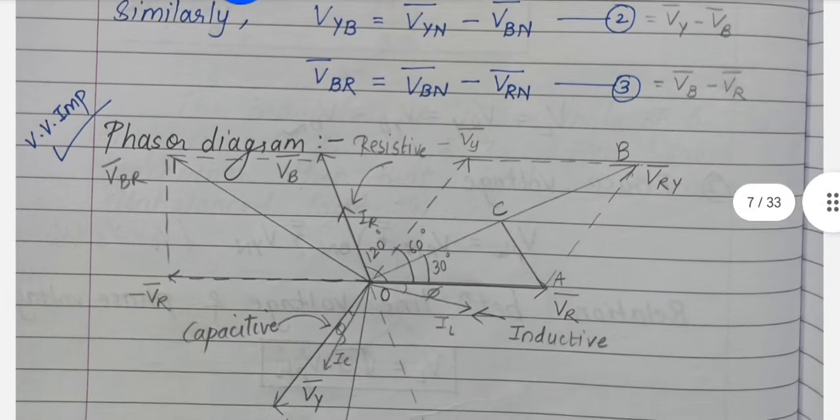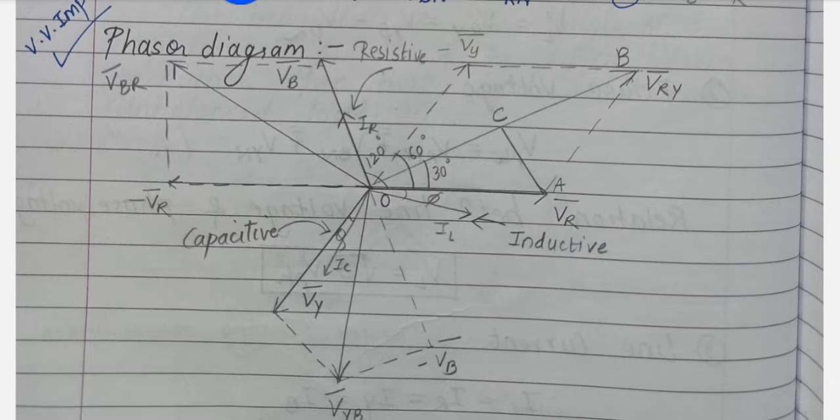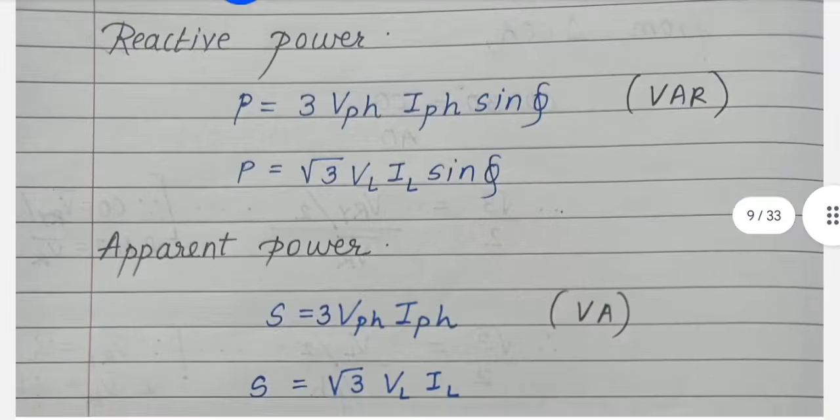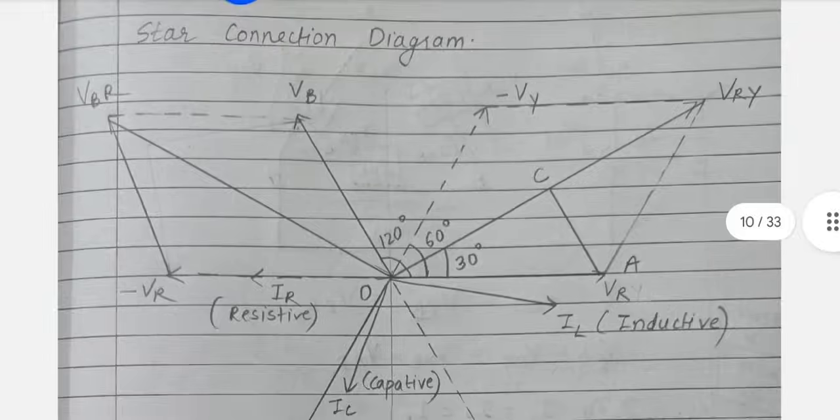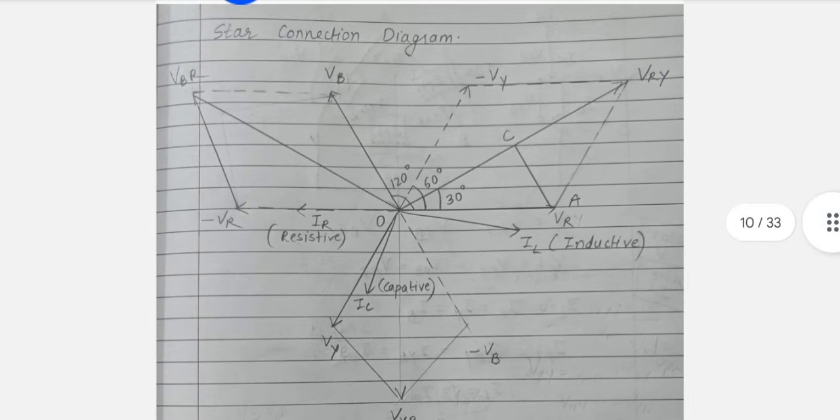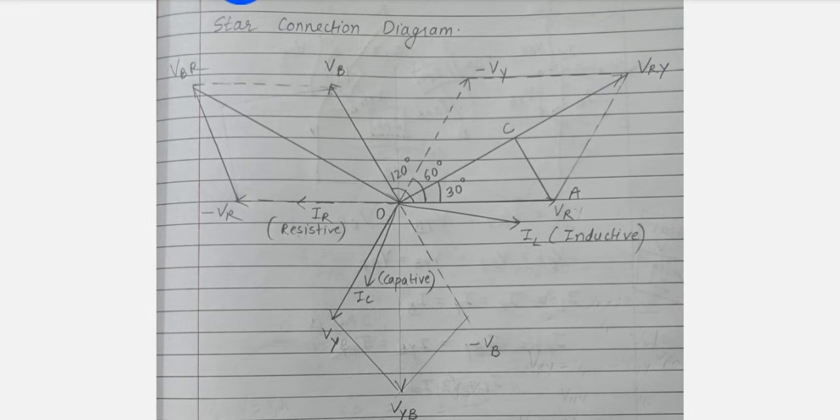Then this is the phasor diagram, which is very important. I have drawn it here, and it looks very simple. This phasor diagram is again very important. A phasor diagram is nothing but a graphical representation of phasors or vectors representing the voltages or currents in the three-phase system. In this we are going to see the star connection.